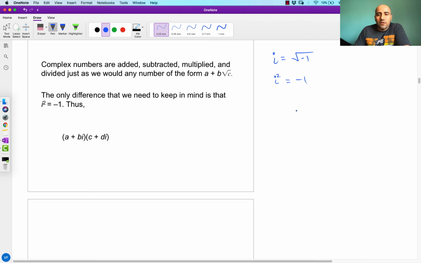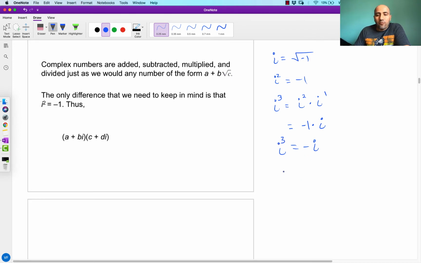That's by definition. What happens if we have i cubed? i cubed is equal to i squared times i to the first power, right? They have the same base. We just add the exponents. That would give us that 3. And then, of course, we know that i squared is -1. So we get -1 times i, or just -i, right? So we have i cubed is equal to -i.